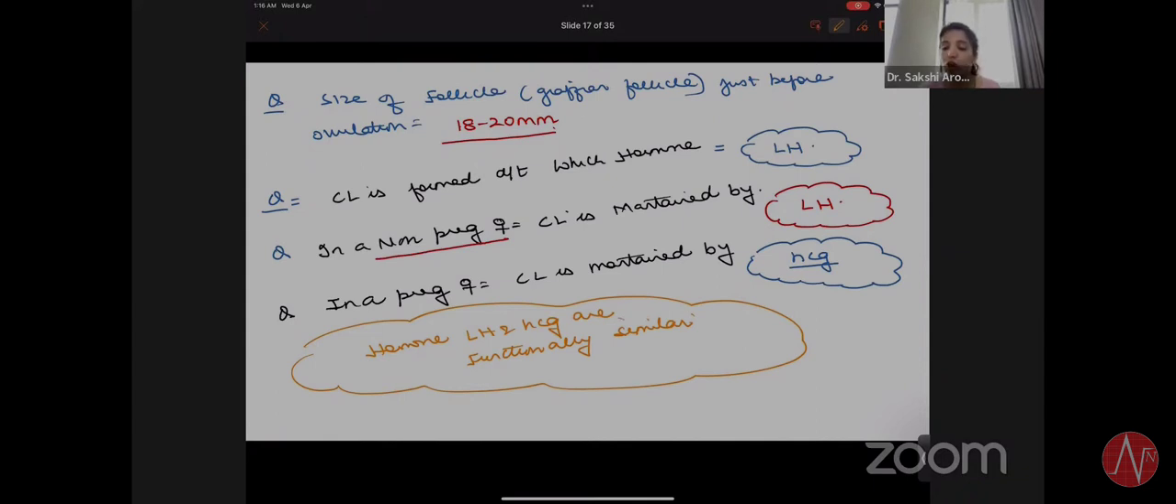Not progesterone. You are saying it wrong. Everyone who is marking progesterone, please correct this. It is not progesterone, it is HCG which maintains corpus luteum in pregnancy, right? And that is why we say LH and HCG are functionally similar. The function of both is similar, right? Clear to all of you? Now, continue writing questions. Next question.